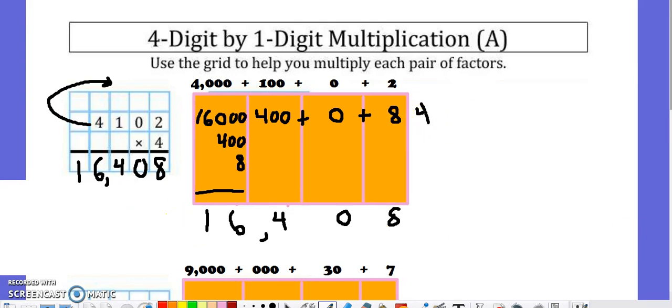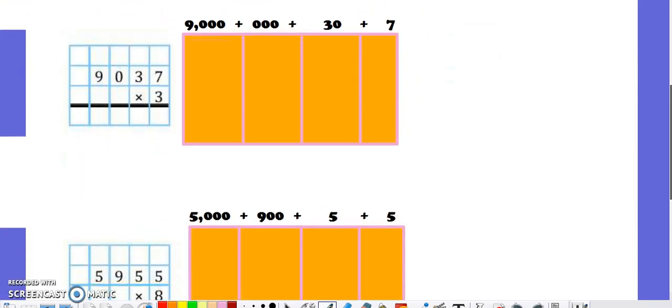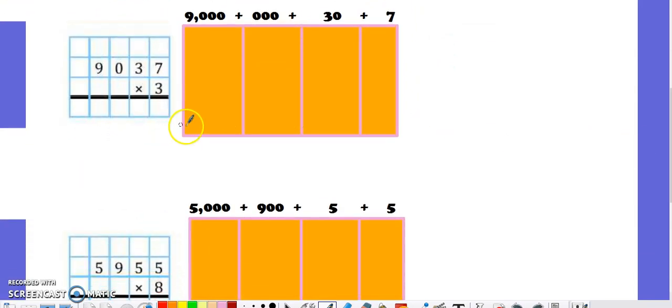I can do it this way or that way. Standard algorithm carrying numbers would work here. Expanded form, 9,000 plus 0 plus 30 plus 7. What's nice about these is you've got a 0 number. So we start by multiplying the ones by our multiplier 3. 7 groups of 3, 21, plus 3 groups of 30, which is 90.